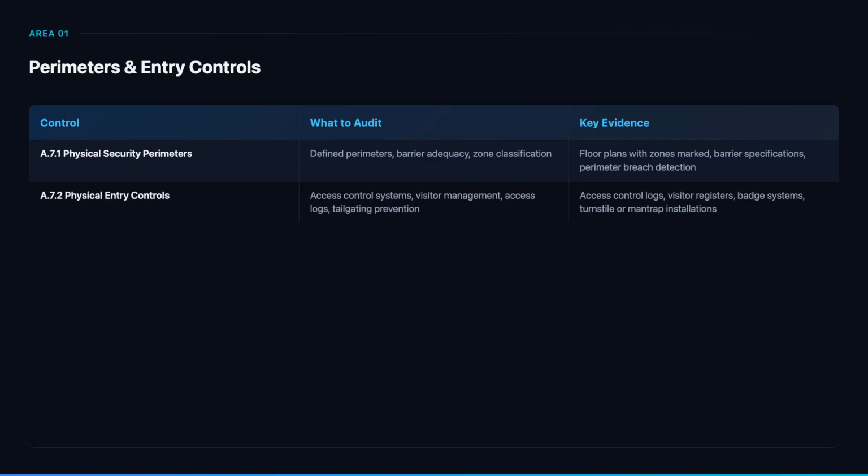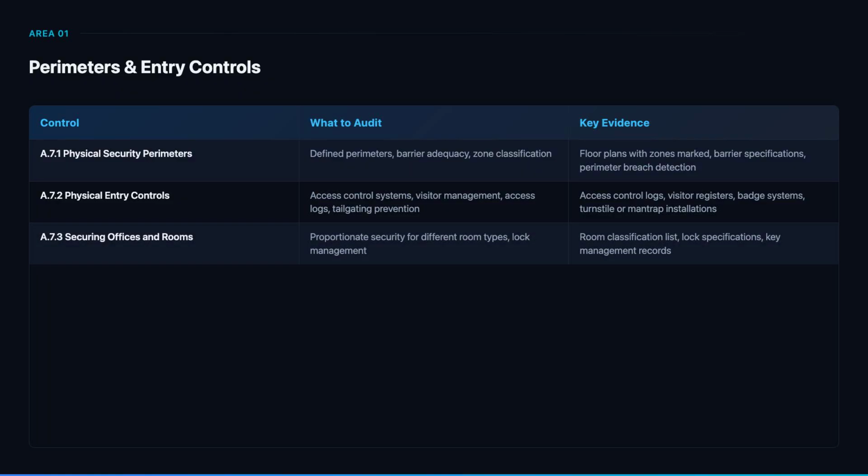For A.7.2, verify that secure areas are protected by appropriate entry controls to ensure only authorized personnel are allowed access. Check visitor management procedures, access logging, and anti-tailgating measures. Key evidence includes electronic access logs, visitor registration systems, badge or biometric access systems, and physical barriers such as turnstiles or man-traps. Test whether you can tailgate into secure areas during your site visit.